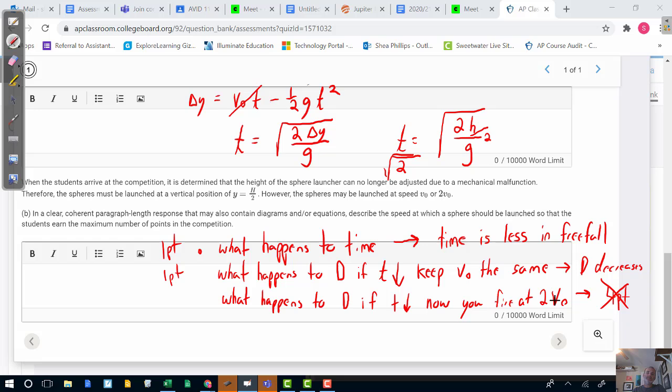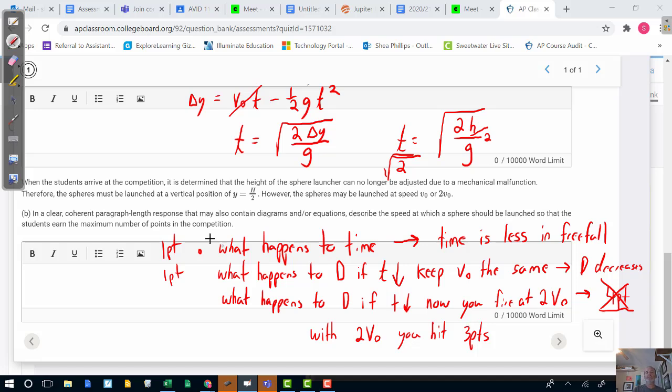if you go 2v0, you are still not hitting the 4 points. You don't hit the 4 points. But what you do hit is somewhere around the 3 points. So with 2v0, you hit 3 points. All right, now to know that it hits the 3 points is a little bit trickier. And I will talk about that really quickly.